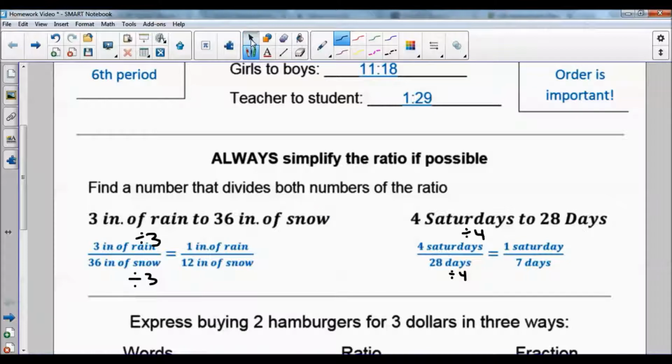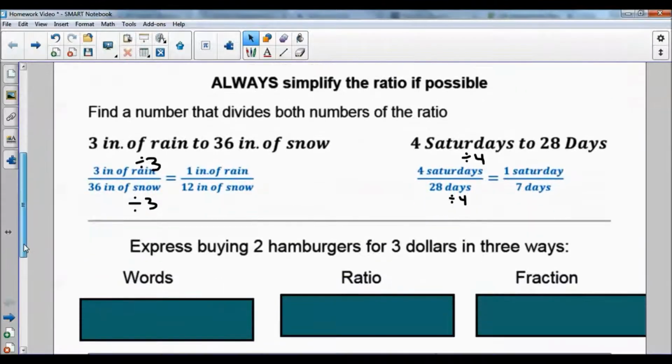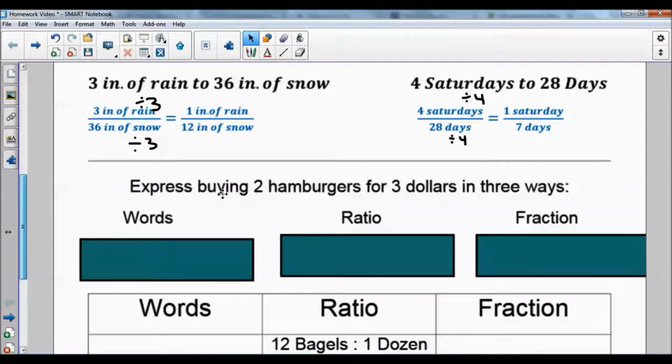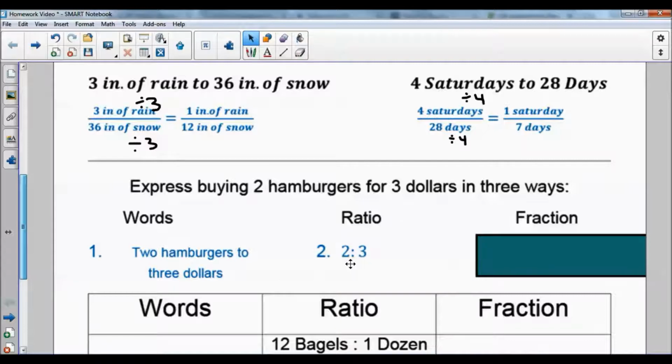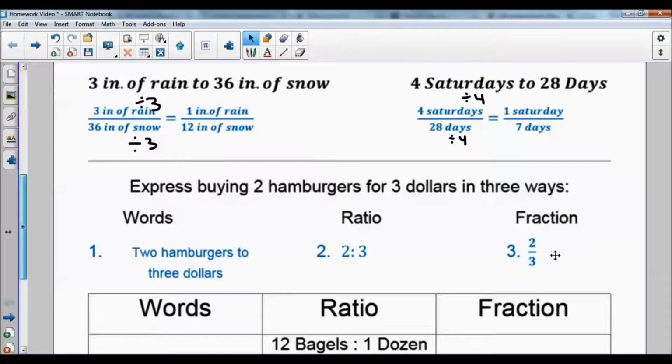Okay, we can write ratios and rates in 3 ways. So the first way is we can write it in words. So our ratio is buying 2 hamburgers for $3. Okay, so our first one is 2 hamburgers to $3, right? It's 2 hamburgers costing us $3. And we can put the word to when we're talking about ratios or rates. It's the part that shows what's being compared. For ratio, we would just put this little colon. So we'd have 2 colon 3. And for fraction, it would just be 2/3.